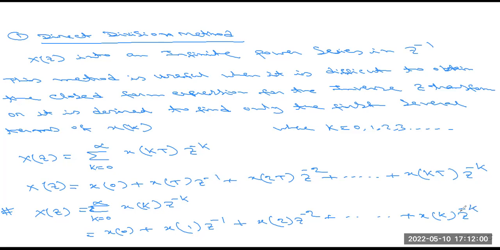Okay, so this is the mathematical expression for the direct division method. Here x of kT and x of k are the coefficients of z inverse k, and their values are the same for k equal to 0 to infinity. So this is the method of direct division. Is it clear to all of you?